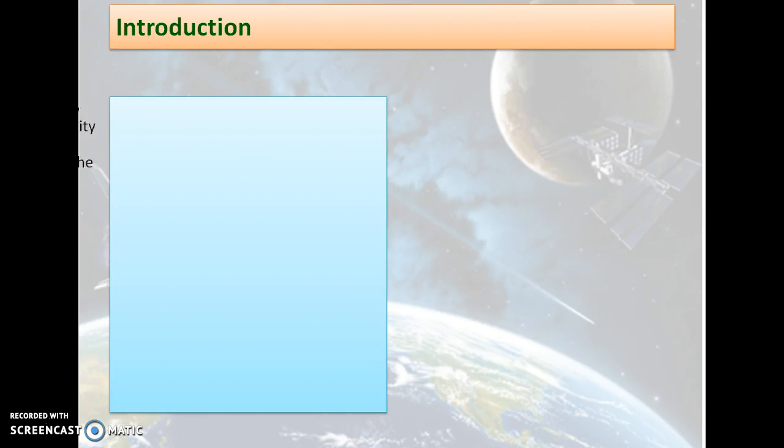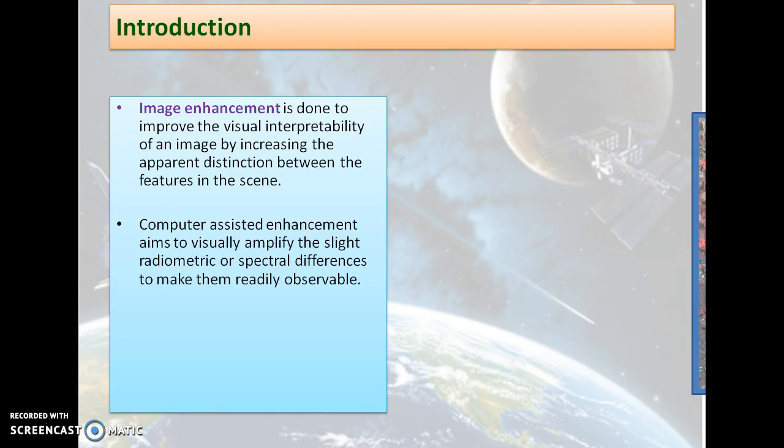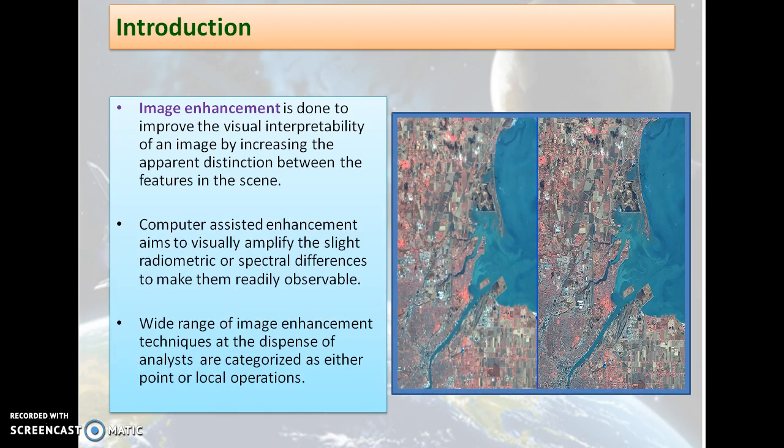So, let us begin with what actually image enhancement is. Image enhancement is concerned with the modification of the images to make them more suitable in appearance to the capabilities of human vision. It is done to improve the visual interpretability of an image by increasing the appearance difference between the features in the scene. Image enhancement, as mentioned earlier, alters the visual impact that the image has on the interpreter in such a manner that it improves the information content in the image.